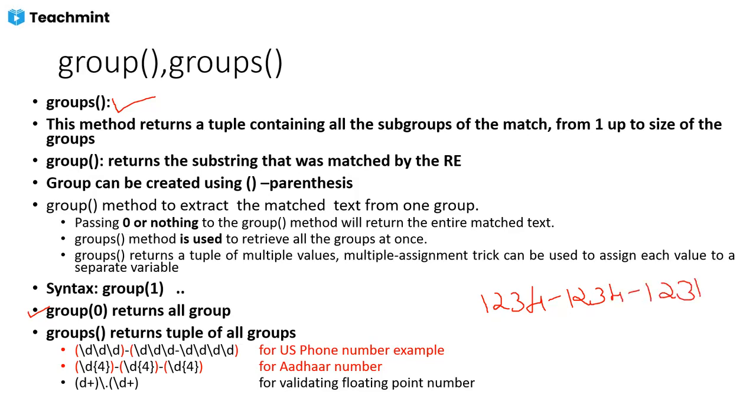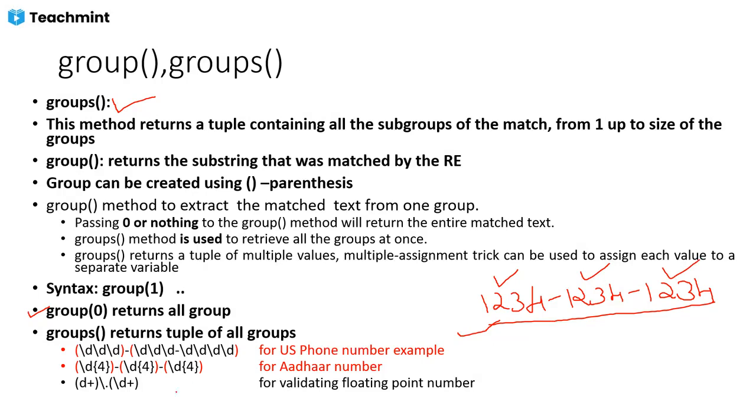This is my Aadhaar number input. The groups function returns everything. Group of 0 also returns everything. As I have formed three groups, group of 1 returns this 1, 2, 3, 4. Group of 2 returns this 1, 2, 3, 4. Group of 3 returns this 1, 2, 3, 4.